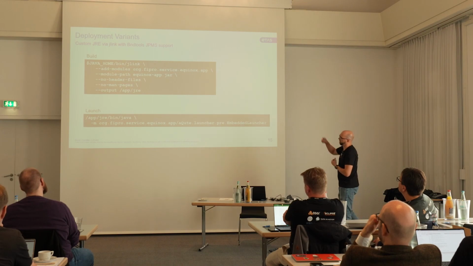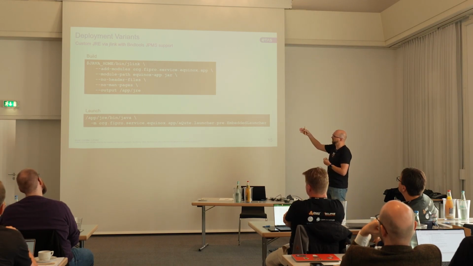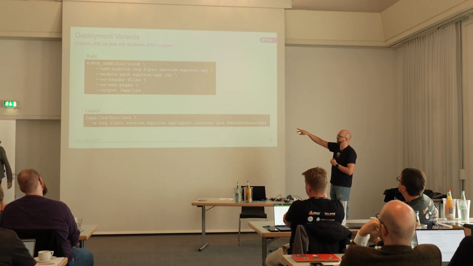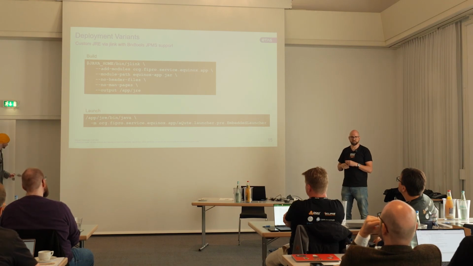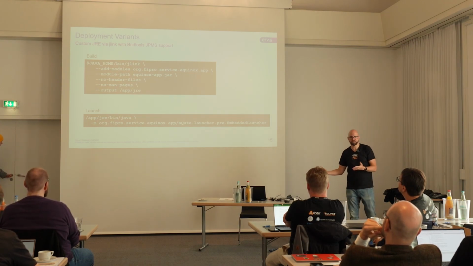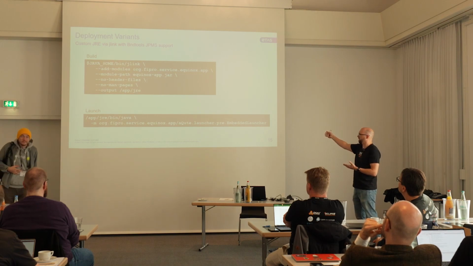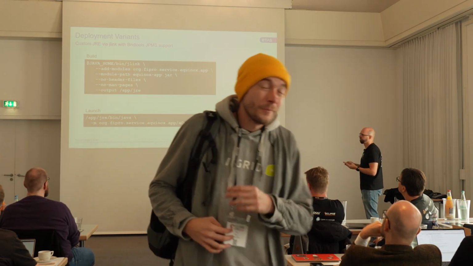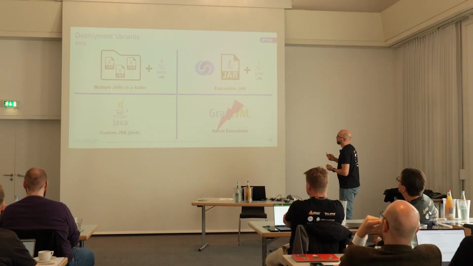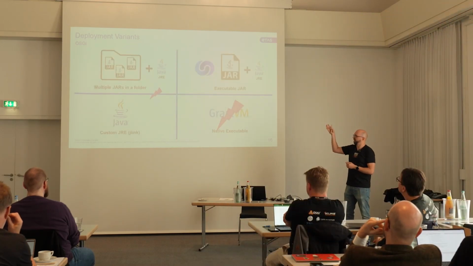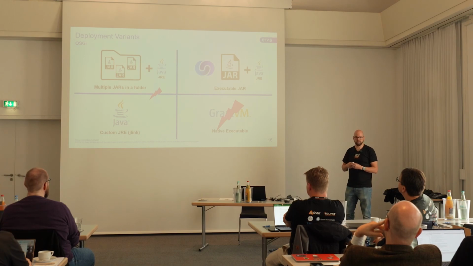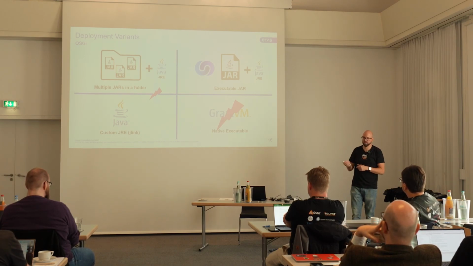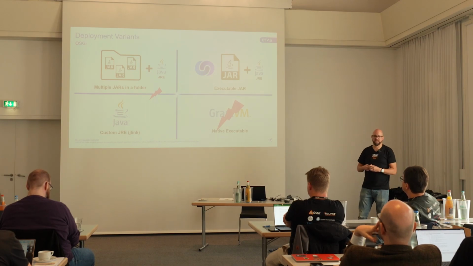Here I'm using JLink and create my custom JRE from the Equinox app jar. That's the result of my BND build. And at the end, I have my custom JRE. So I can have my custom JRE, but not from the multiple jars, because there we have the module info problem, but from the executable jar.